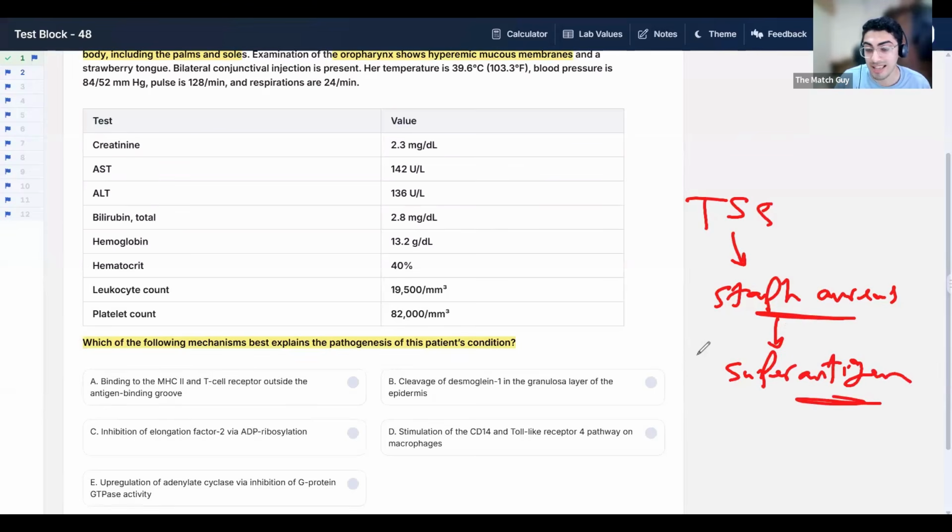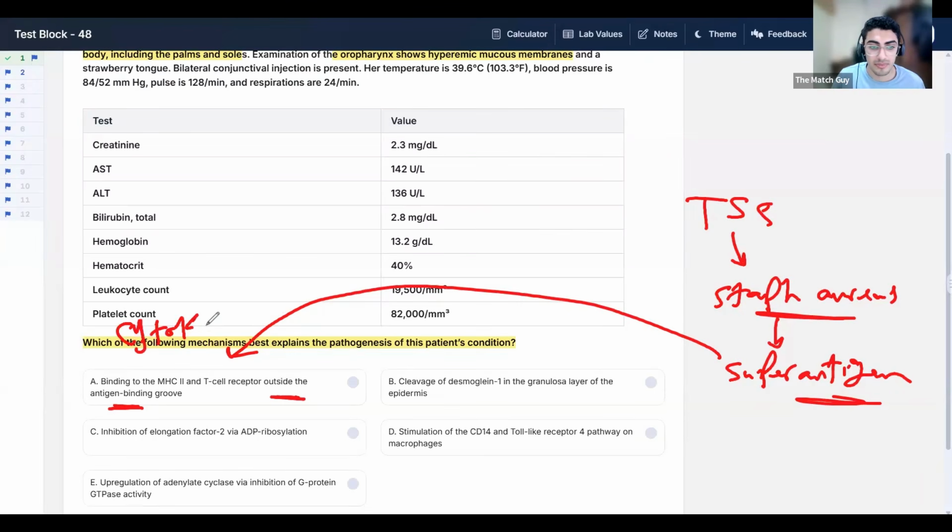The superantigen is an antigen that can bind to the T cell outside the antigen binding groove. So this will cause lots of cytokine release from the T cells. We call this cytokine storm. And the cytokine storm is what actually caused all this presentation, the fever, the rash, and the hypotension. So this patient presented with rash in the palms and the soles.